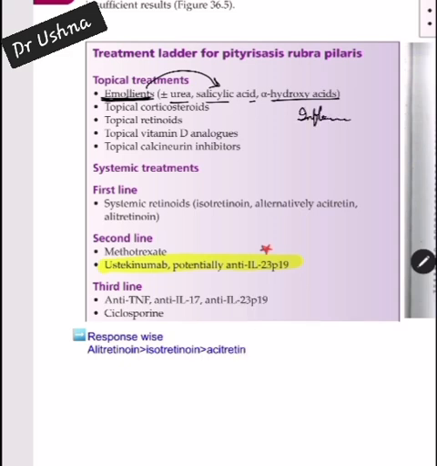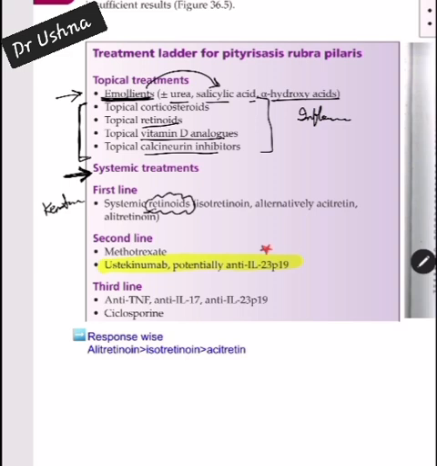You have to deal with the inflammation as well in the form of topical corticosteroid, retinoids, vitamin D analogs, and calcineurin inhibitor. First keratolytics, then anti-inflammatory drugs. If the disease is widespread or it's not controlled with the topical therapy, you have to go for the systemic agents as well. Again, for the systemic, the first line is your keratolytics in the form of oral retinoids.